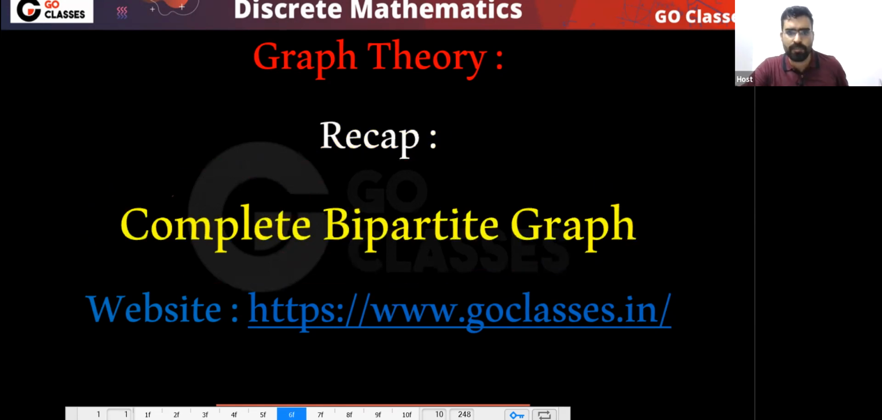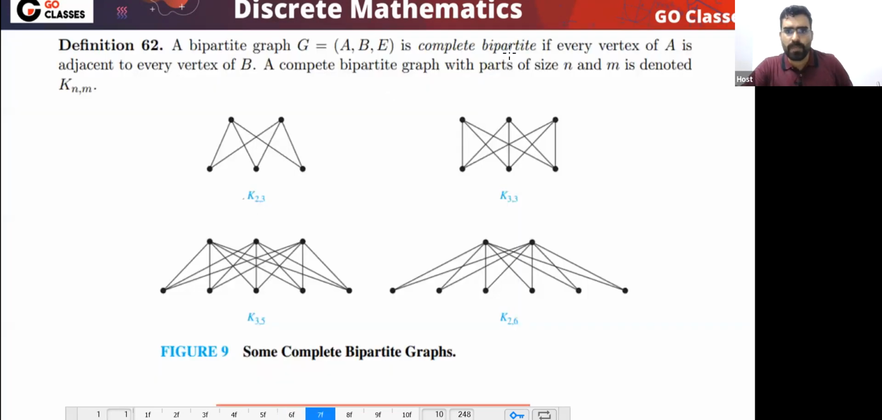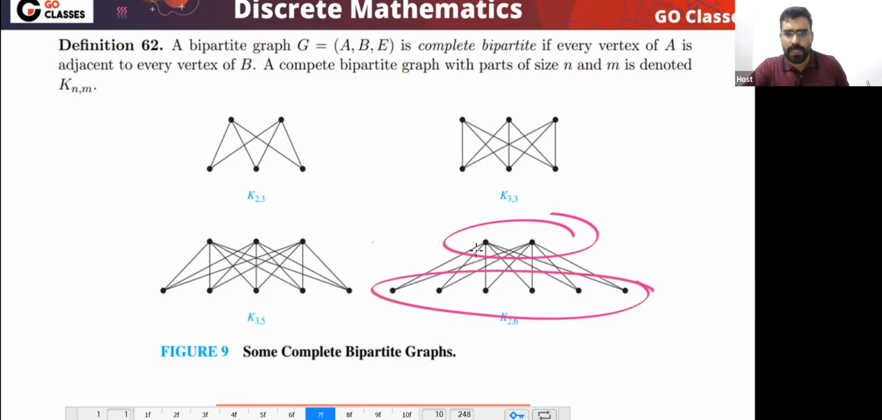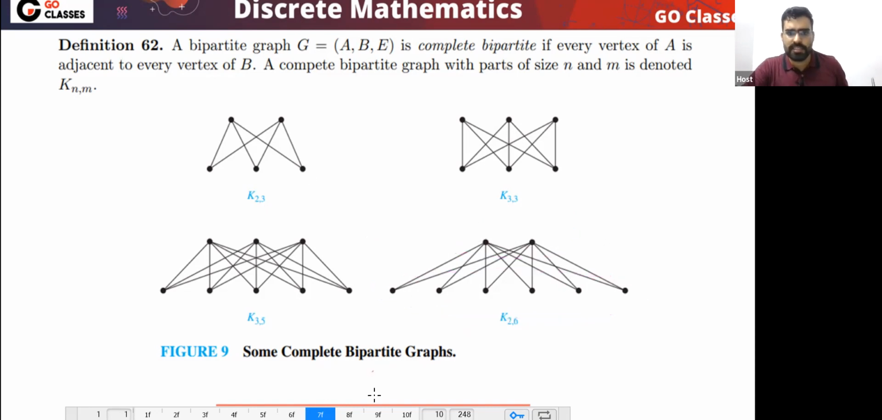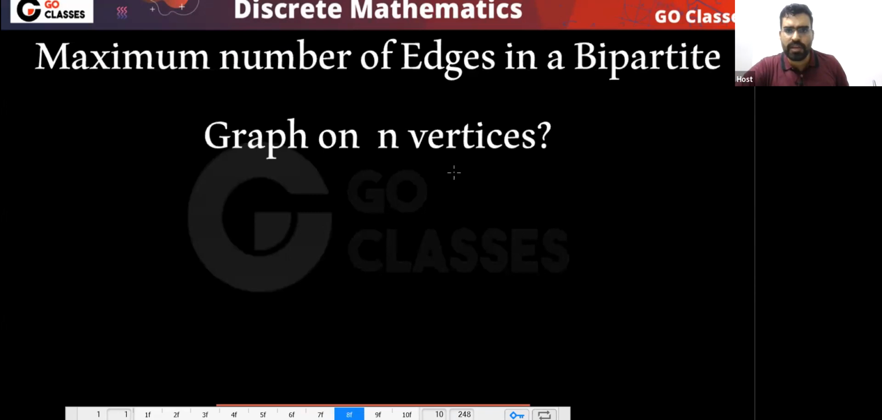We have already seen what a complete bipartite graph is. That is a bipartite graph in which every vertex of part A is adjacent to every vertex of part B. For example, this is K2,6, because there are two vertices in part A and six vertices in part B, and you can notice every vertex of part A is adjacent to every vertex of part B. Now the question is: what is the maximum number of edges in a bipartite graph on n vertices?